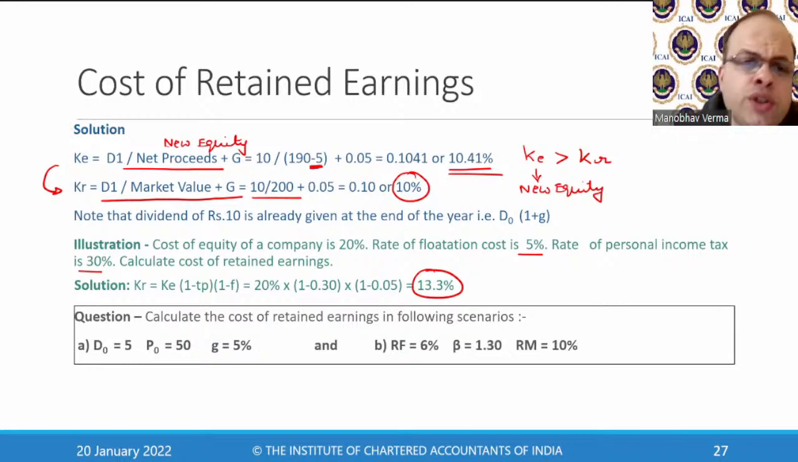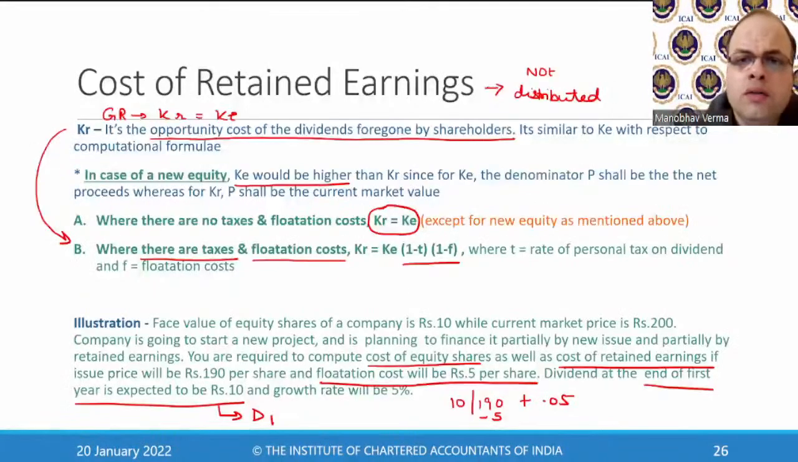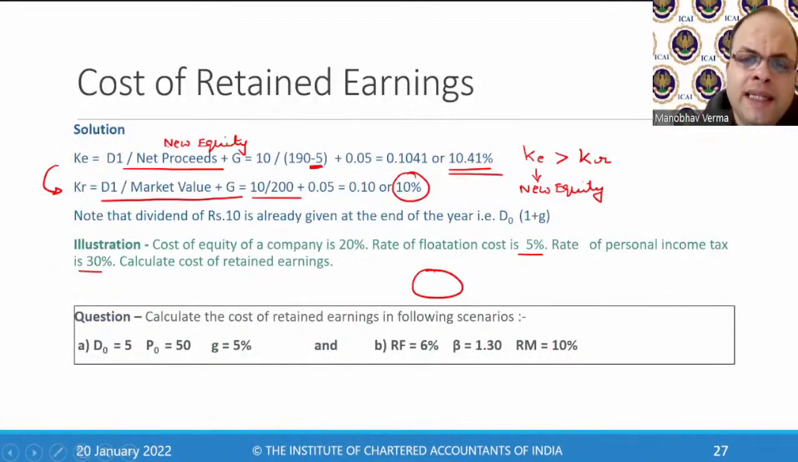Pooja had a question on the last illustration. Pooja, we considered the market price because the cost of retained earnings is kind of the same as the cost of equity. So in the existing equity we use the market price. Let me go back for you quickly. Generally we are talking about KR is equal to KE. That's it. Nothing else. I hope that is clear.